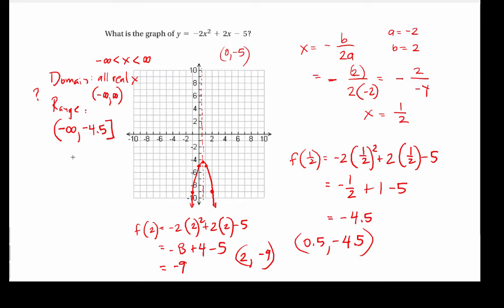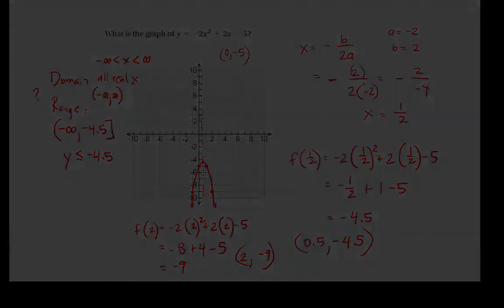And then how I write that as an inequality is I can use y. Y is going to be less than or equal to negative 4.5. So that's how I could write my range as an inequality.